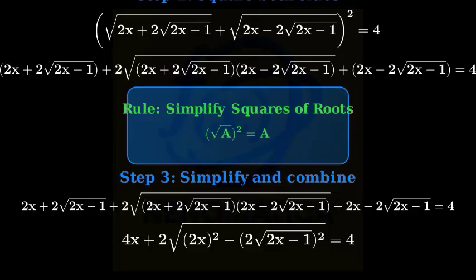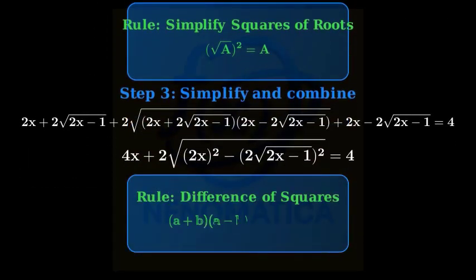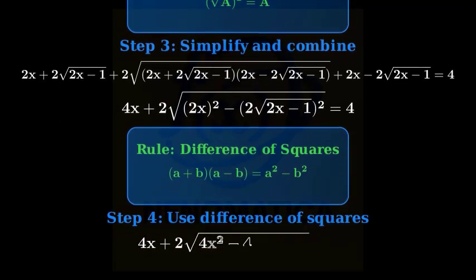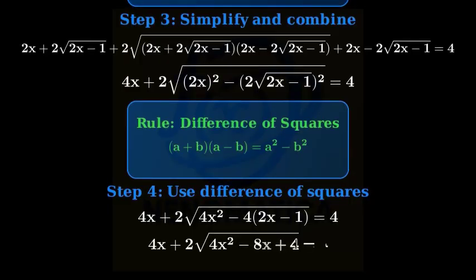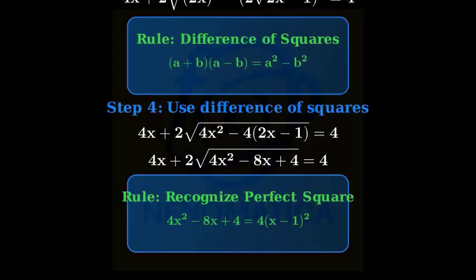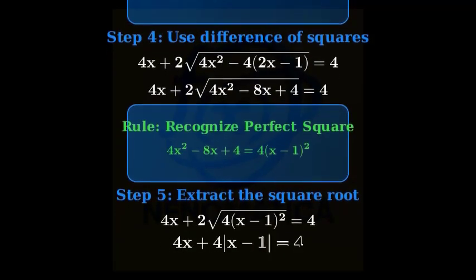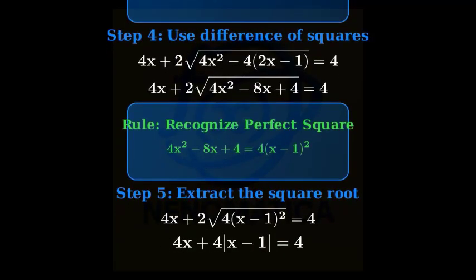Step 4. Apply the difference of squares. Inside the radical we use a squared minus b squared. That becomes 4x plus 2 times the square root of 4x squared minus 4 times (2x minus 1) equals 4. Step 5. Recognize a perfect square inside the radical. 4x squared minus 8x plus 4 is 4 times (x minus 1) squared. So we get 4x plus 2 times the square root of 4 times (x minus 1) squared equals 4, which simplifies to 4x plus 4 absolute value of x minus 1 equals 4.